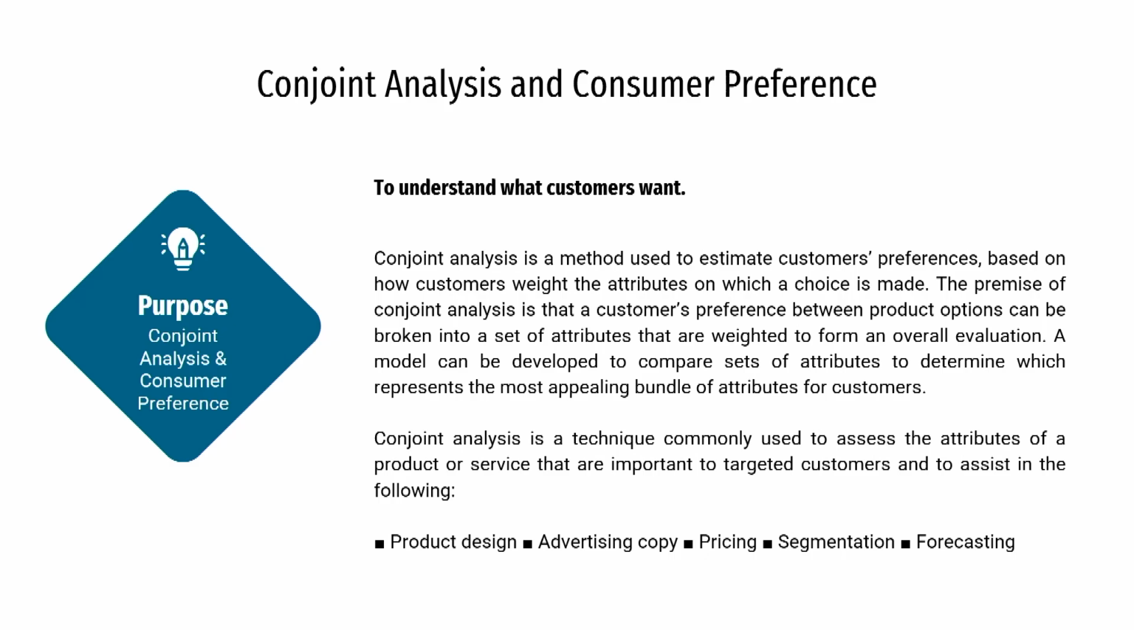Let us say for me the highest priority attribute can be price, for you the highest priority attribute can be performance, or somebody else the highest priority attribute can be color of the car, right. So, a model can be developed to compare sets of attributes to determine which represents the most appealing bundle of attributes for the customers. So, out of these 81 choices, which one is the most important?